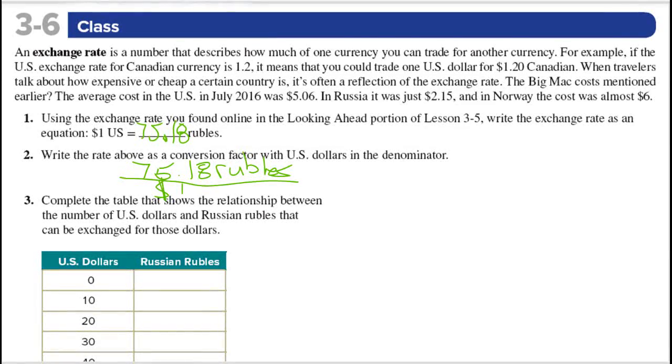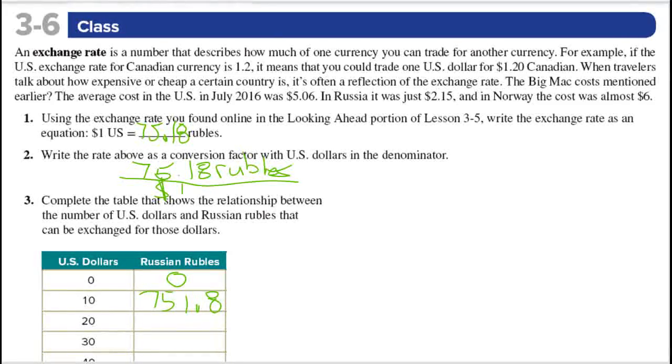I inadvertently did the first part of the table for you. But anyway, fill out that table and restart the video when you're done. Okay, now that you've done the table, well, obviously, first of all, if you exchange $0, you're going to get 0 rubles, which you could get by multiplying 0 times 75.18. 10 times 75.18 is 751.8 rubles.